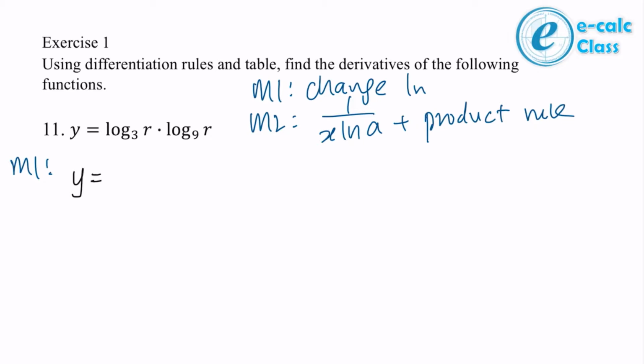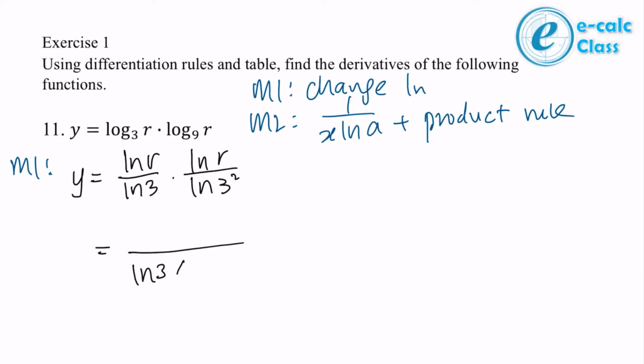Before you differentiate, you change your base, and remember your change of base formula, ln r over ln 9. And what is this ln 9? 9 is actually 3 squared, right? And you know what? This is just ln 3 times 2 ln 3, which is 2 times ln square 3.